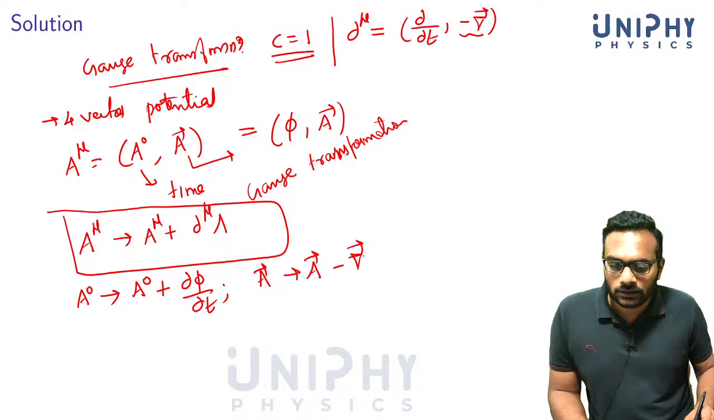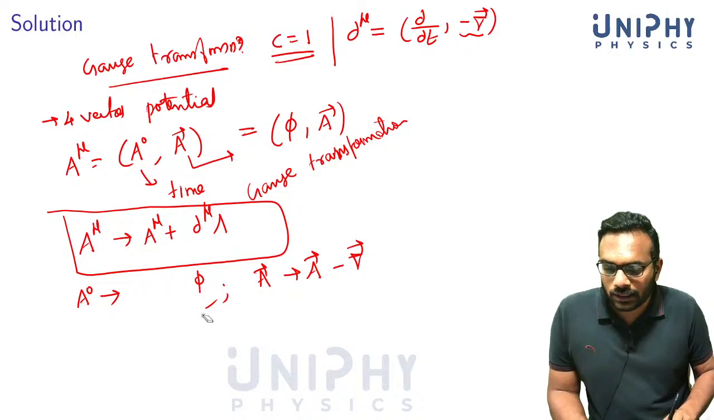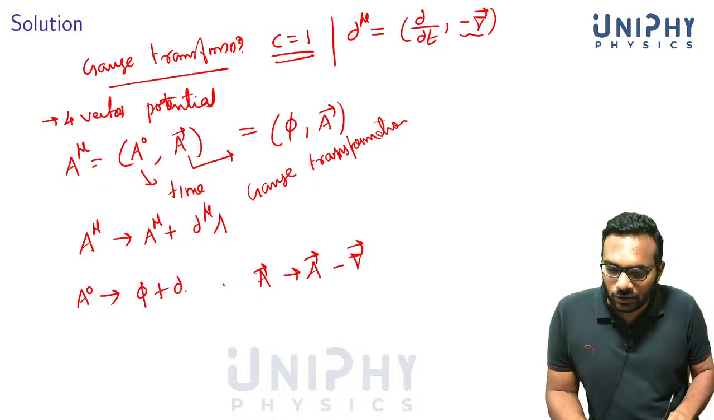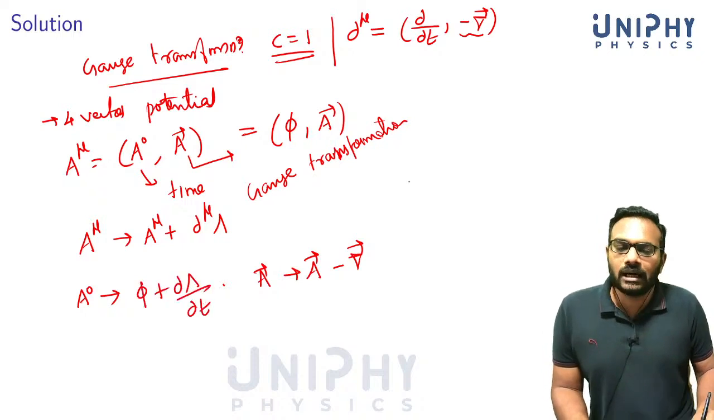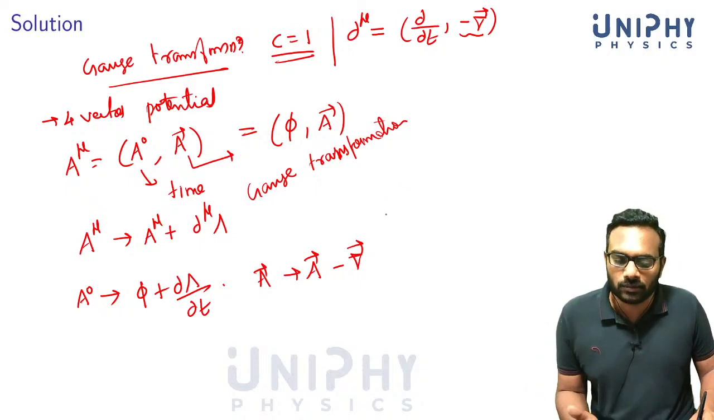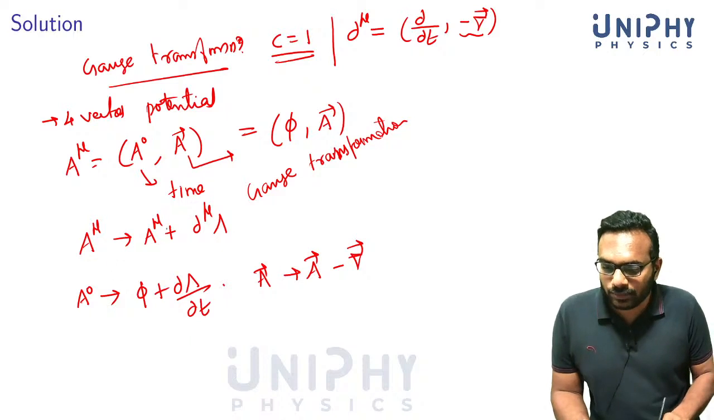All right. So, I'm sorry, this is not correct. A0 going to A0 plus, A0 is φ, plus ∂λ/∂t, where λ is some function of time and the space parts. All right, t and x, y, z. All right. So, the transformation. This is known as the gauge transformation.